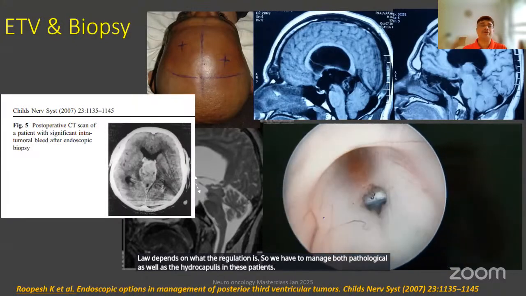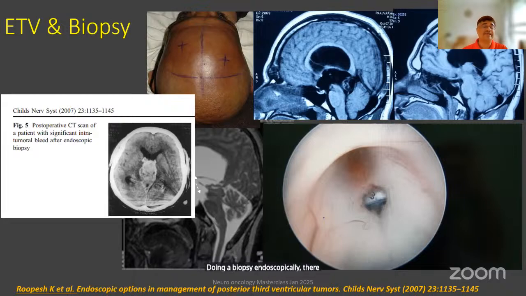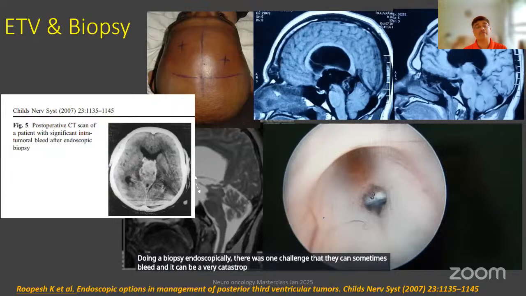Doing a biopsy endoscopically, there is one challenge: they can sometimes bleed, and it can be a catastrophe. Sometimes we may have to spend hours irrigating the fluid and cavity to prevent these types of complications, but they do occur. We need to be aware of that.